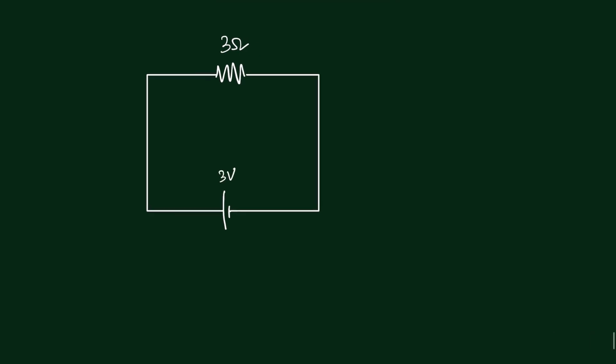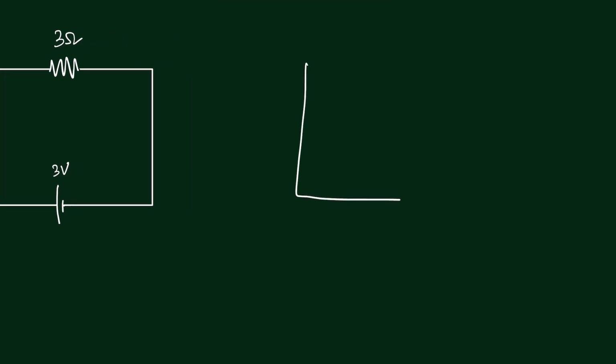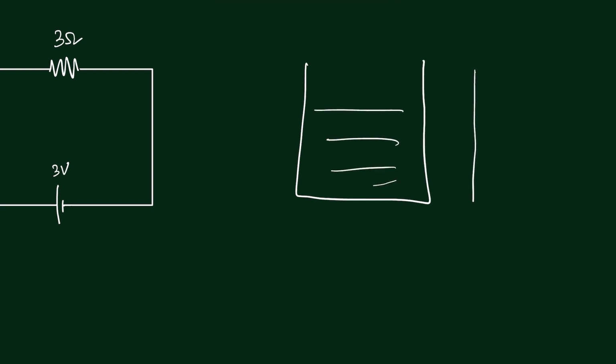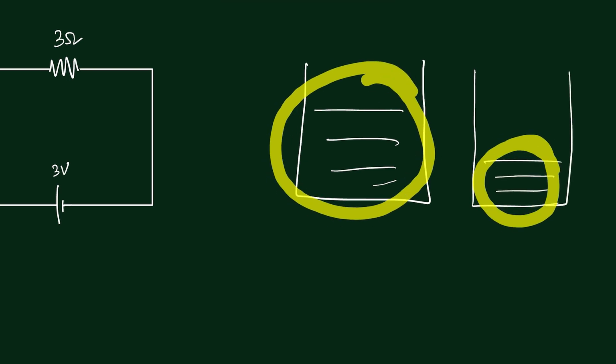Now say you have a resistance of 3 ohm here, and you connect a battery of 3 volt here. Remember, just like water, which flows from high level to low level, current flows from high voltage to low voltage.